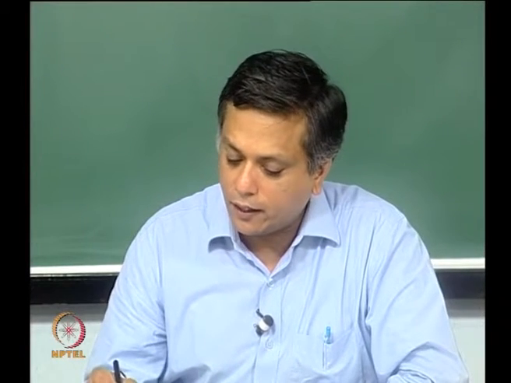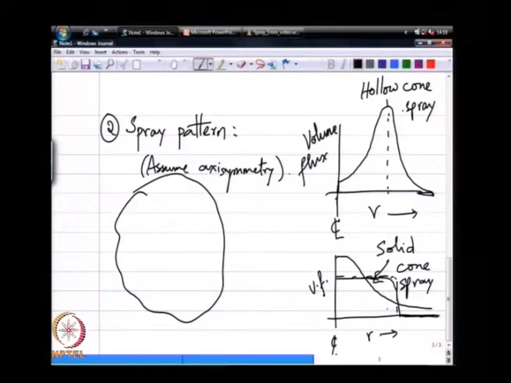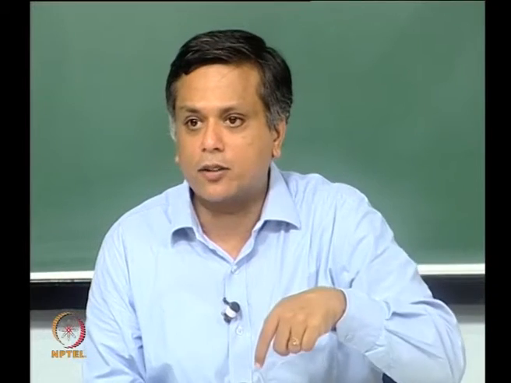Now, I said I will assume axisymmetry. If I take this spray disc, I will just draw a disc. This is my so-called center line, but remember it is not really a spray center line. It is my nozzle center line that I am extending into the spray.